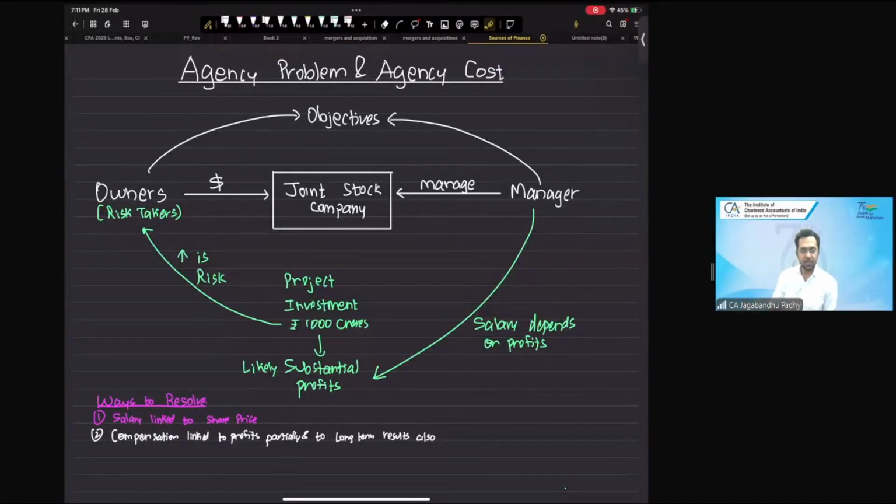If the company profits increase consistently over a period of time, those employees who are with the organization will get a double annual rise. So if the company is performing consistently, those employees who are still with the company will be given an additional bonus or additional increment in their salary. So this sort of compensation policy needs to be decided so that you can have this agency problem and agency cost sorted out.